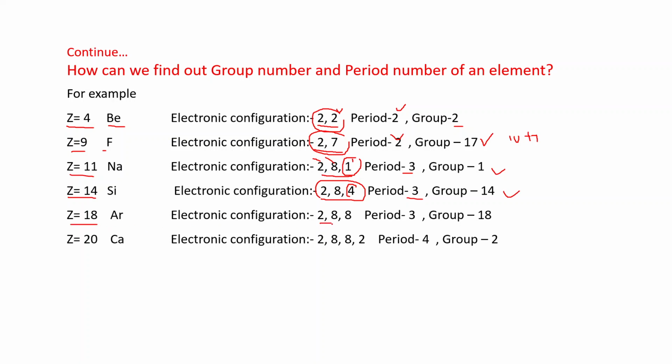Electronic configuration 2, 8, 8. To which period does this element belong? Yes, you are correct. Period is 3. Then which is the group? Again add 10 to the number of valence electrons, that is 8. Group is 18. Atomic number is 20. Calcium. Electronic configuration is 2, 8, 8, 2. Now I think it is clear. Which period? Yes, period is 4. And group, number of valence electrons is 2. That's why this belongs to group 2. Is it clear?